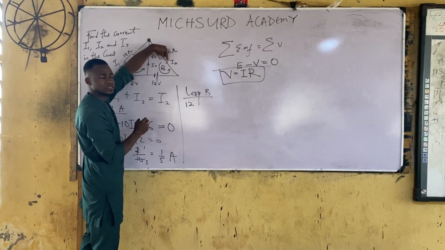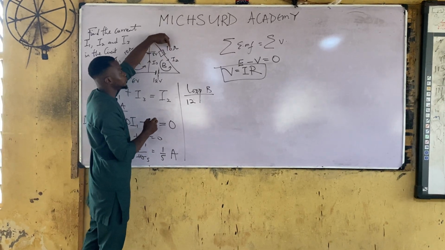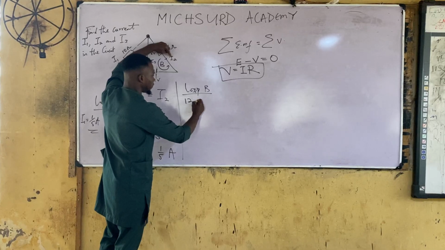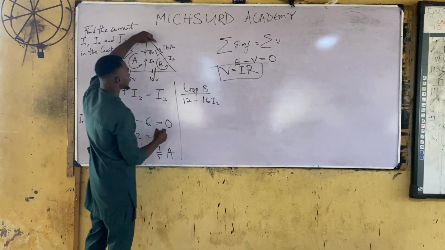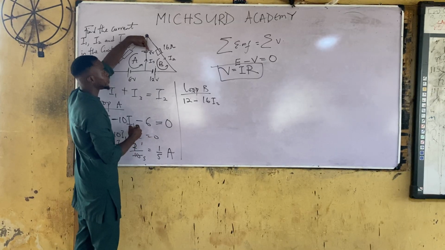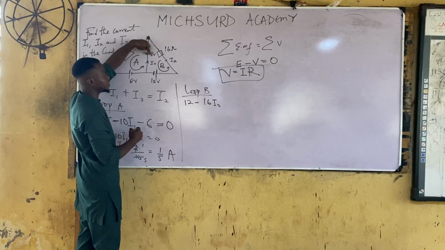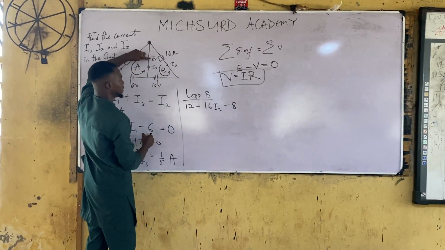Now if we keep on moving that way, we are going to see a resistor and a current, which means that there will be a potential drop. So we have 16 multiplying with I2. Remember, we put a minus. Then we have 16 I2. Now we keep on moving that way, we get to a positive and then to a negative. So we have a negative of 8. So this is negative of 8 for the EMF.